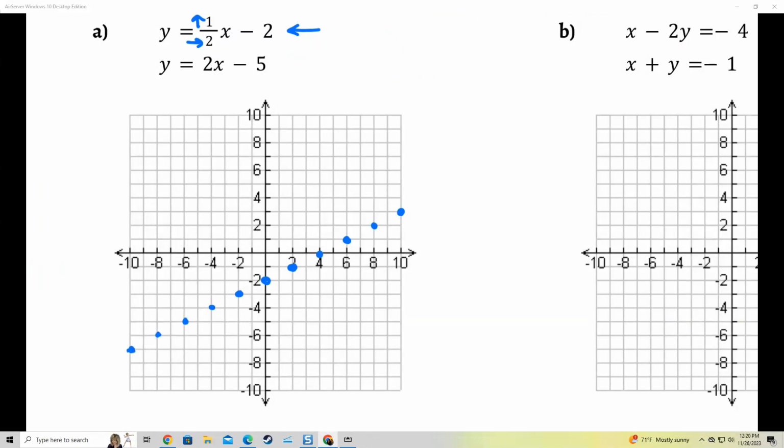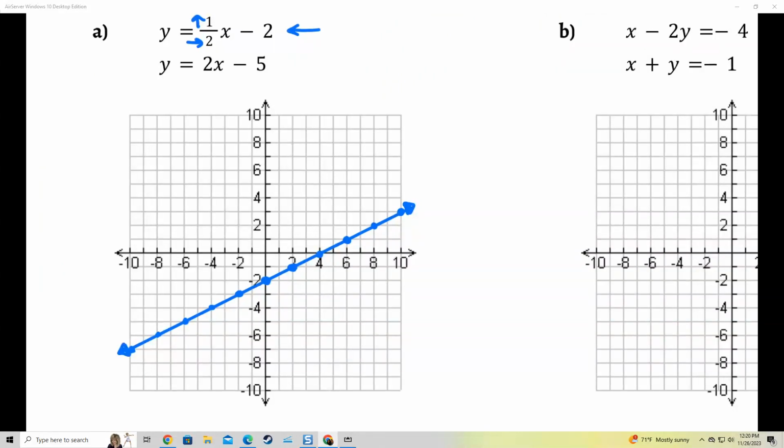Remember, I've been graphing these for a long time, so I'm really fast with these dots. If you need to hit pause on the video and slow down, make sure you get those straight lines, okay? Make sure you press pause if that's something that you need to do. Let's go ahead and do the next line.